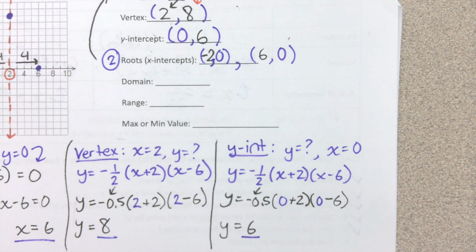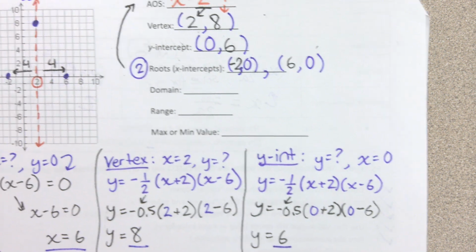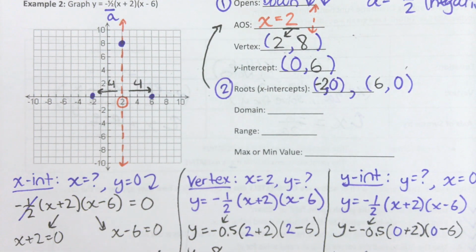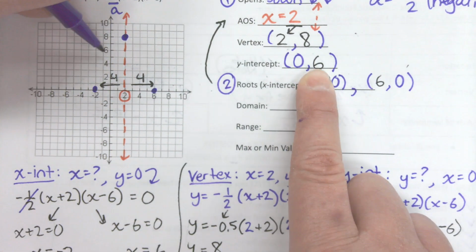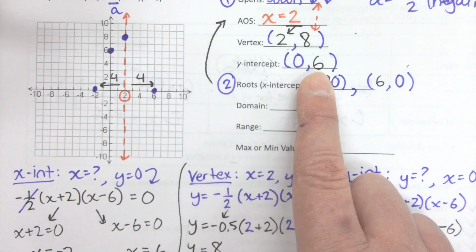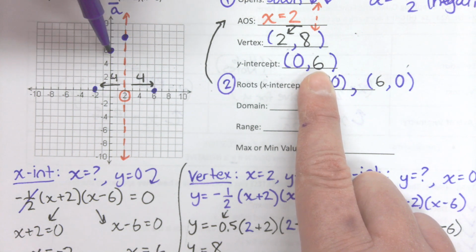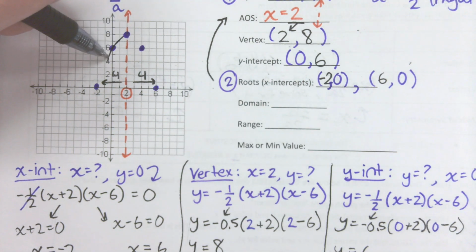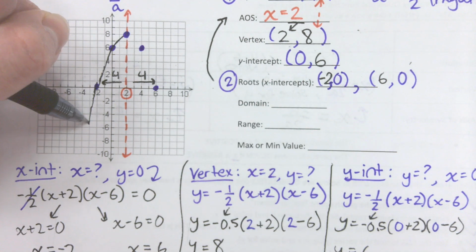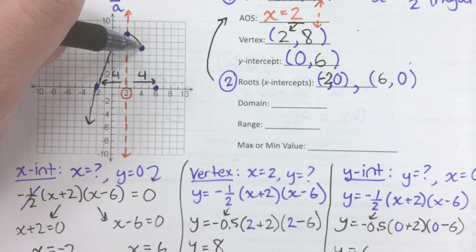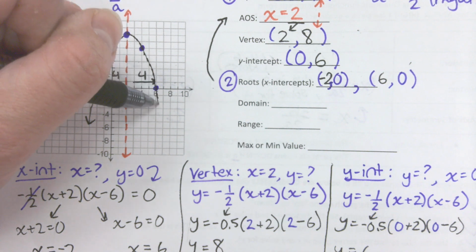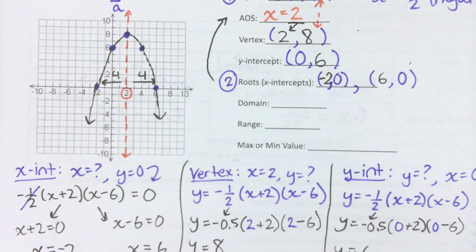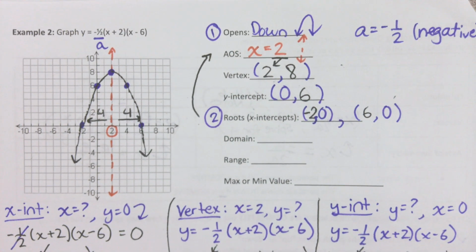Let's finish the graph real quick, and then I'll let you guys pack up. Put a point at 6 on the y-axis. Reflect it over. This is left 2, so I'll go right 2. And then draw your upside down U. All right, our graph is done.